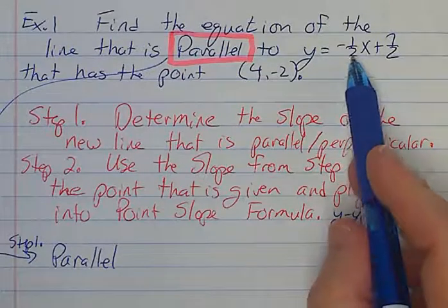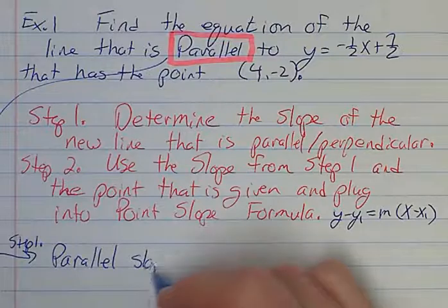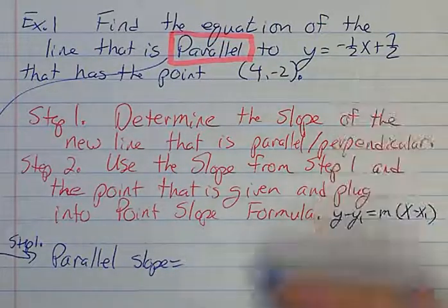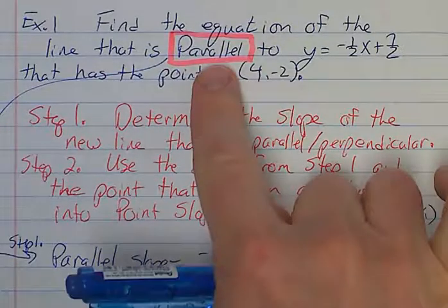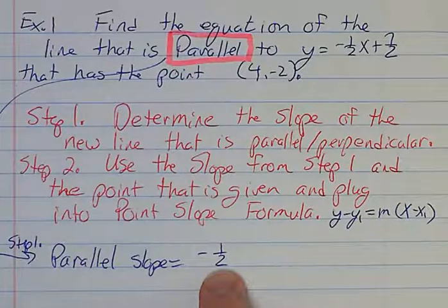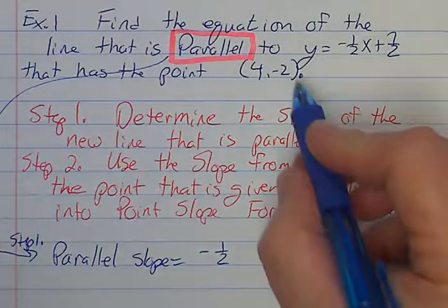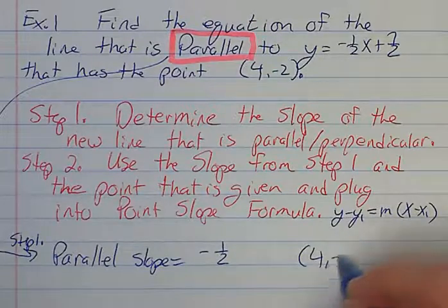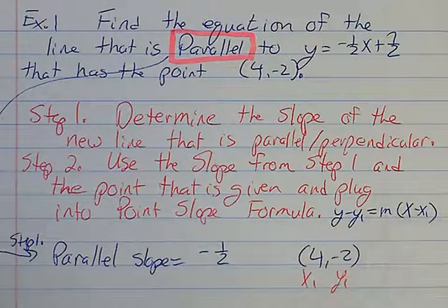This equation had slope of negative 1/2. So the parallel slope is going to be the exact same thing as here. It's going to be negative 1/2. Because if it says parallel, you don't change this slope at all. You bring this exact same slope down, and that's the slope we're going to use. Okay. The other thing they gave us was the point that was at 4, negative 2. And that's x1 and y1.